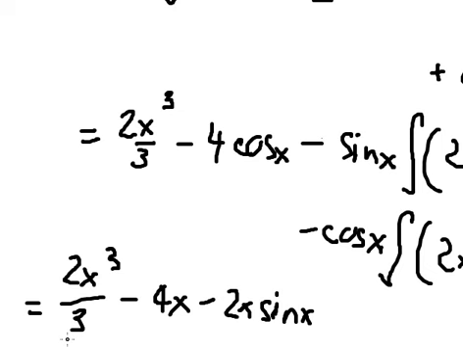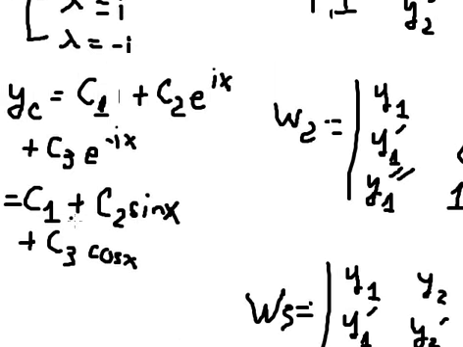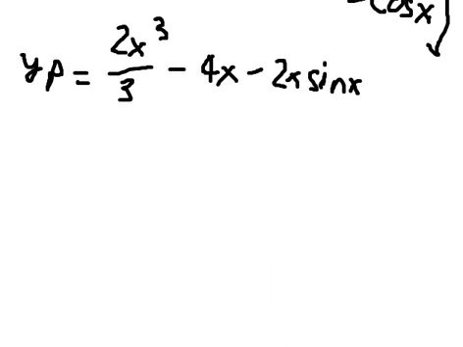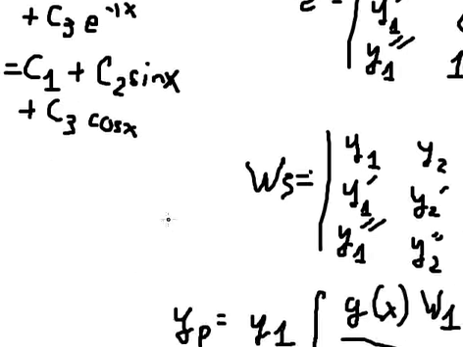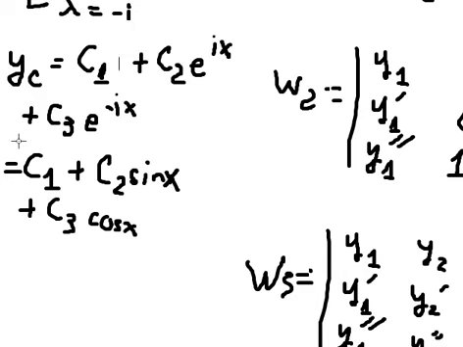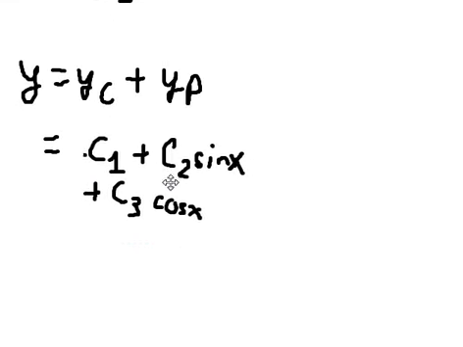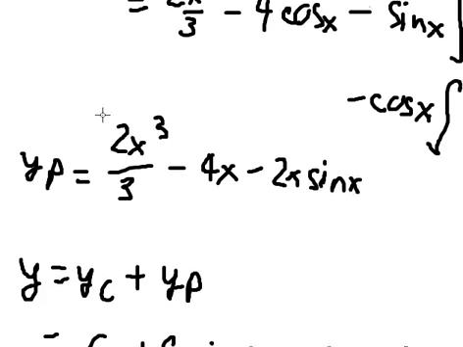So after we calculate and we got like this, now we got Yc and Yp, and we have the final answer. Yc, that is about this one. Yp, that is about this one.